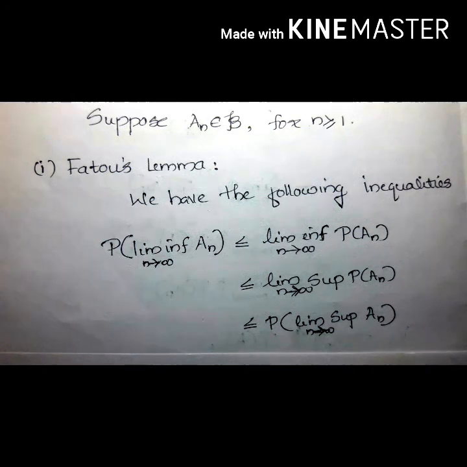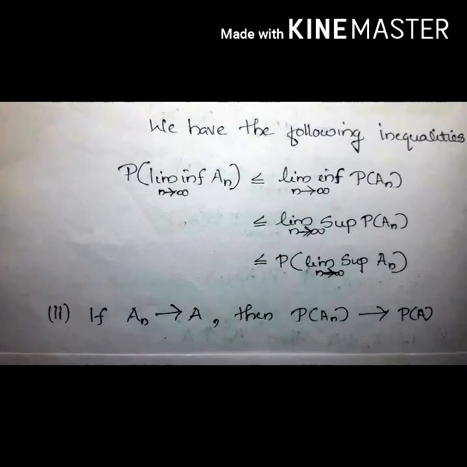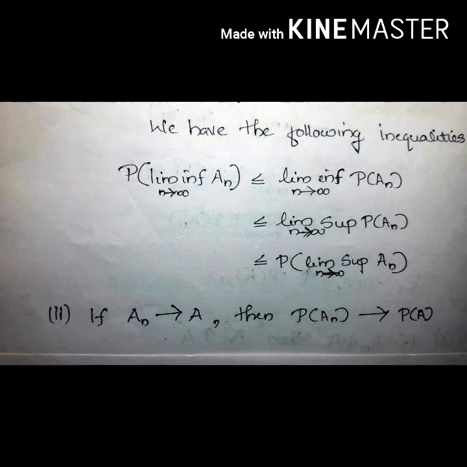Now the second property is, if An converges to A, then P of An converges to P of A. Note that here we use any An belongs to B for n greater than or equal to 1.